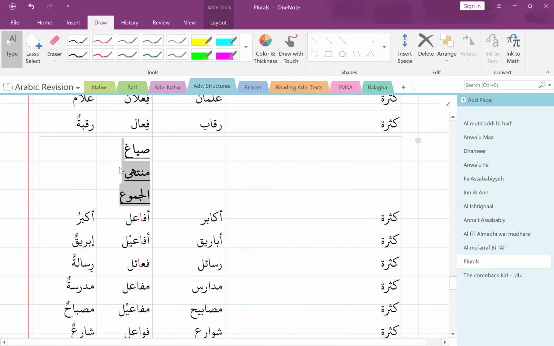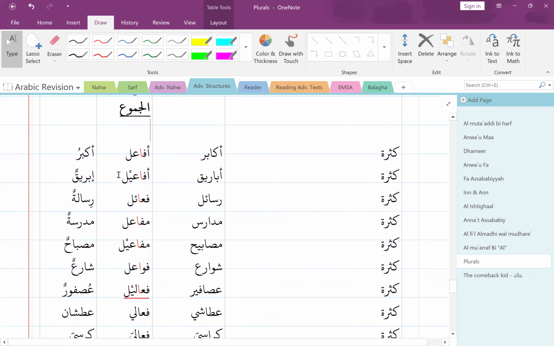Is it siyaq or siyaq? I think it's siyaq. So these are the plurals that have to do with the end, the utmost end. You cannot pluralify something after this. This is the end of stuff, okay?